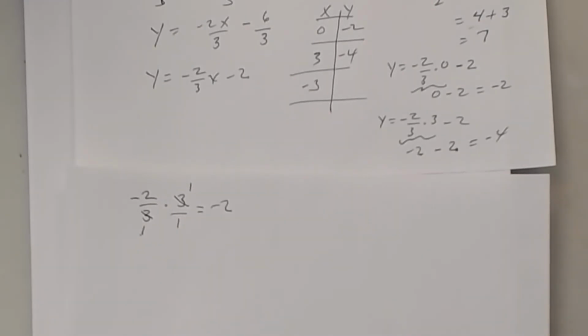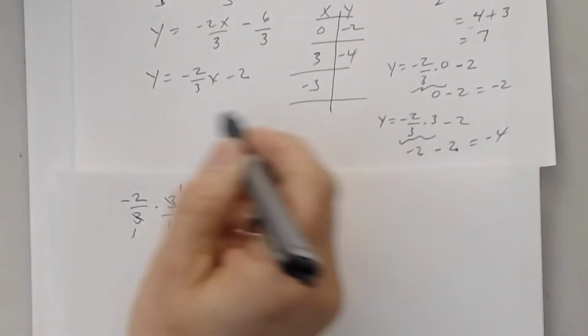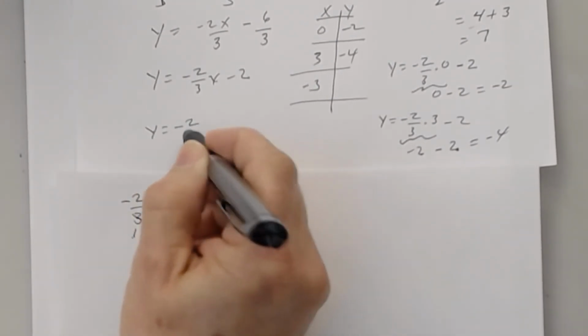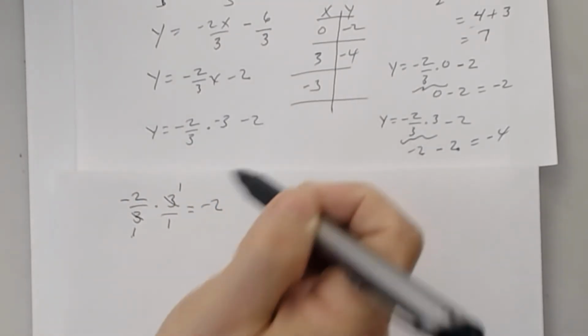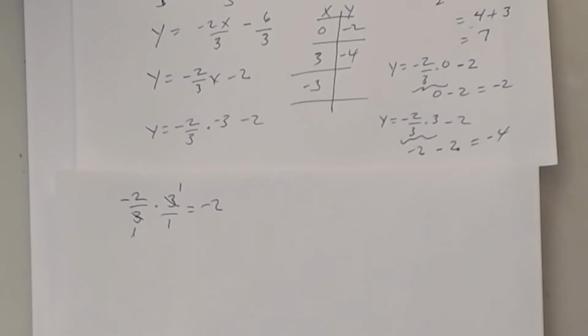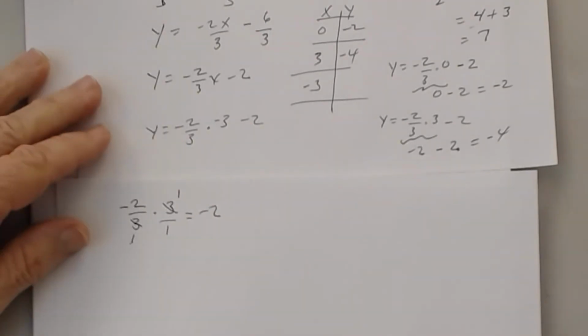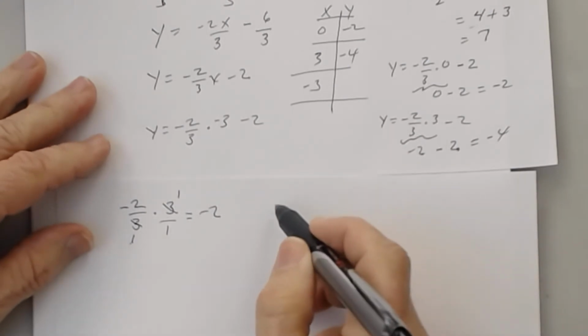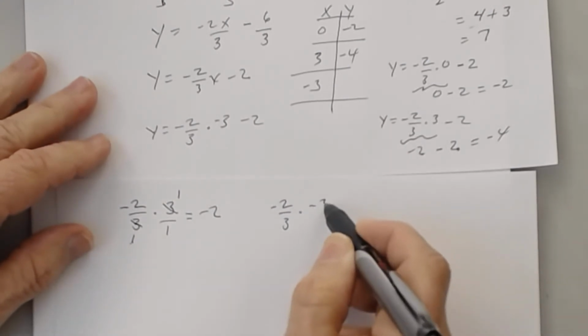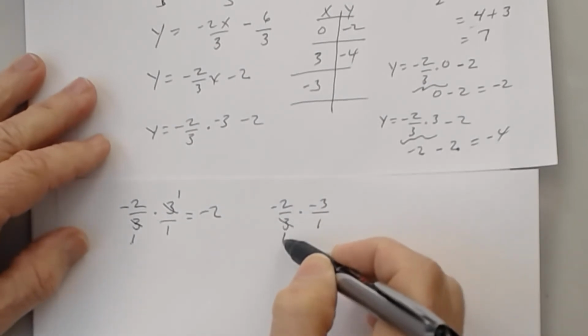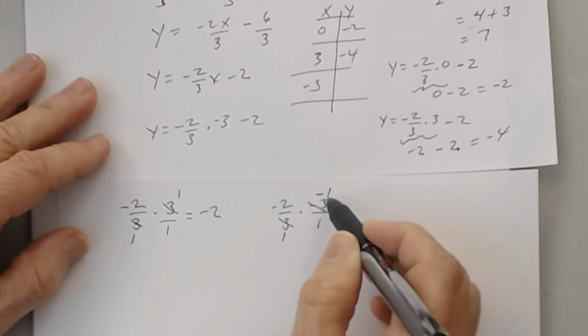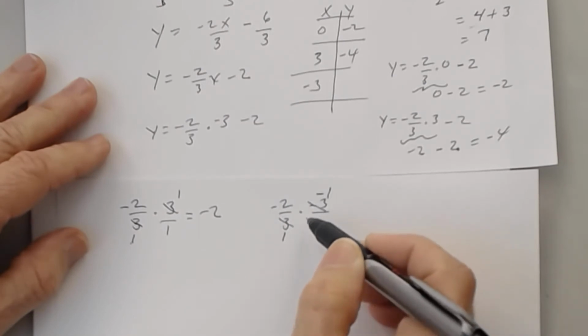All right, so then I do one more just to make sure they all lie in the same line. So if x is negative 3, let's see what we get. So I'm going to get y equals negative 2/3 times negative 3 minus 2, right? So the variable x is just plugged in negative 3. And so I'm going to go ahead and just do the product. So here's my product, negative 2/3 times negative 3 divided by 1. Okay, let's reduce. 3 to 3 is 1. 3 to negative 3 is? Negative 1.